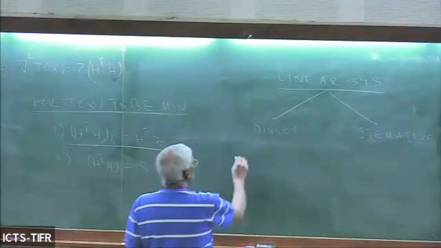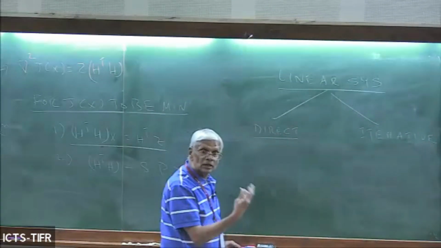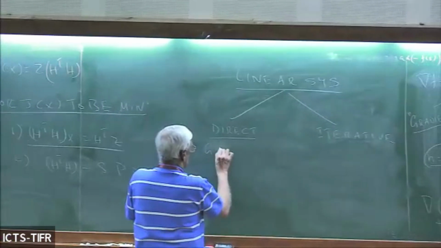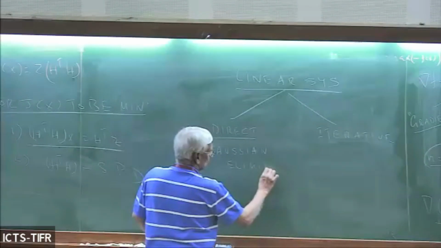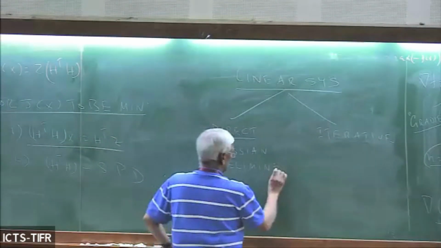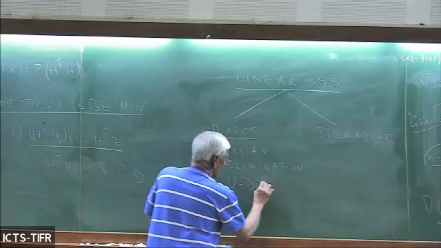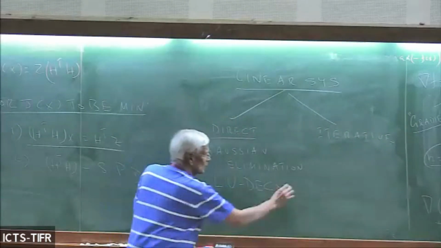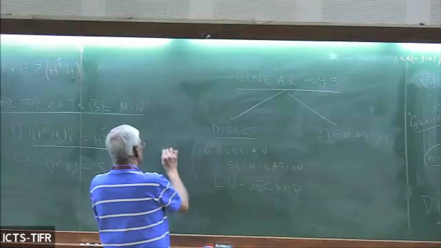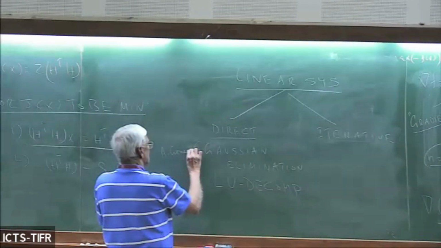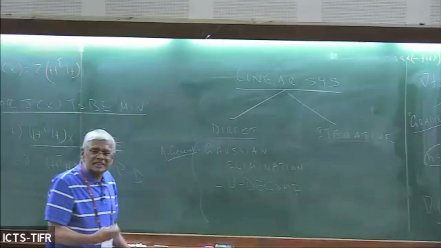So what are the methods? The mother of all techniques in solving linear systems is Gaussian elimination. And that also goes by the name LU decomposition. And this Gaussian elimination is for a general A, A being a general matrix. But here, I don't have a general matrix, I have a symmetric positive definite matrix.